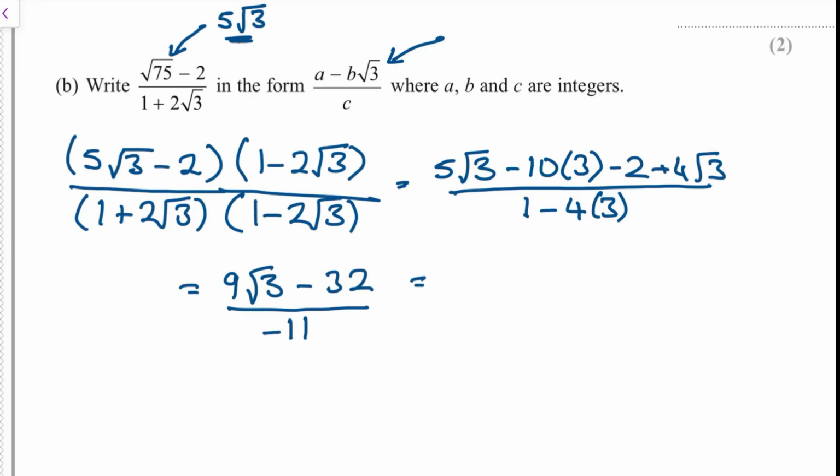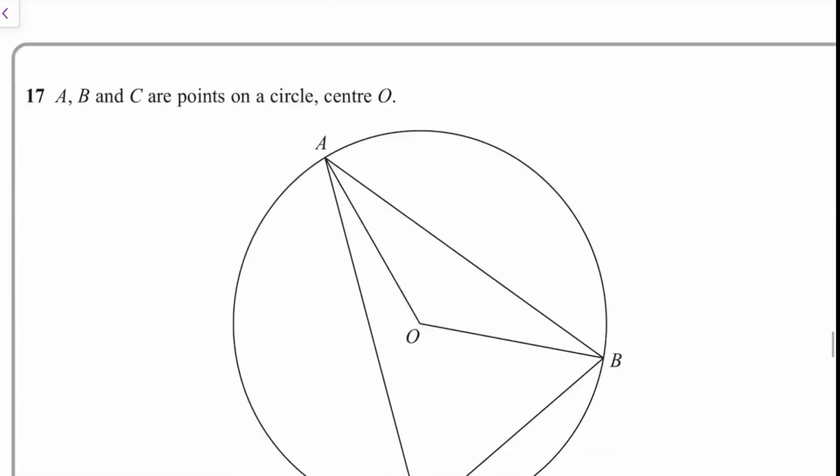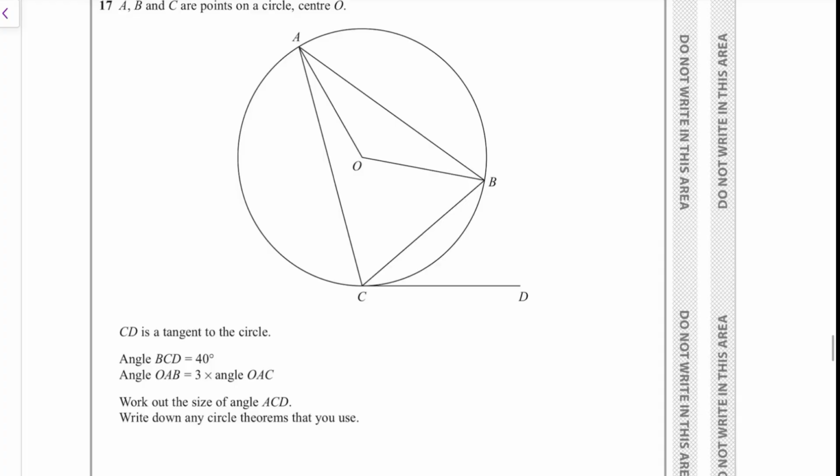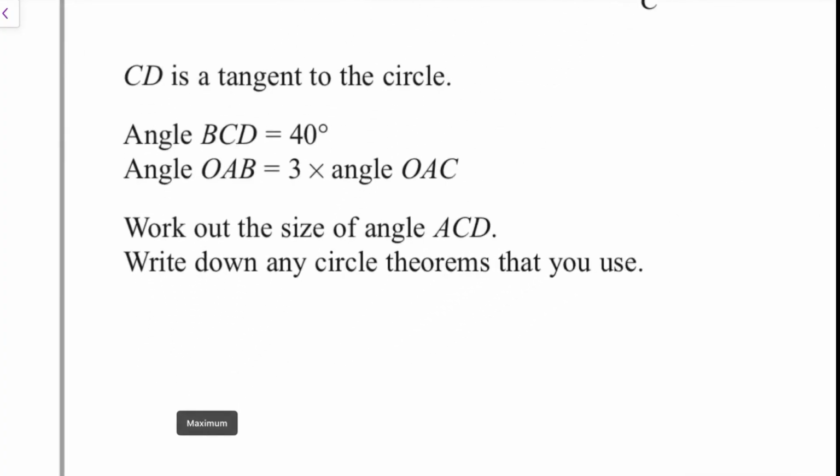That'll be okay, but to me it looks messy, so I'm going to switch it around. So 32 minus 9 root 3 divided by 11. I mean, it's in the right form, so it does say a minus b root 3 over c, and I've written it in that form. A is 32, etc. So yeah, I'm happy with that. Okay, good, fine. Let's go with that. Next one, circle theorems. Please don't make me write them out.